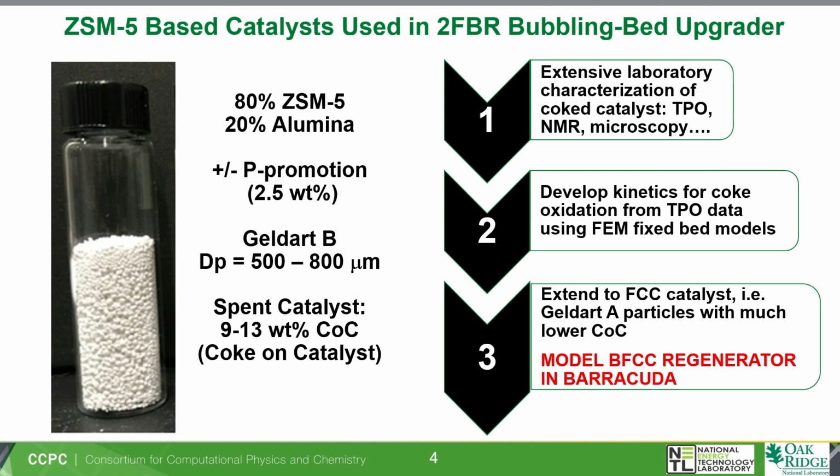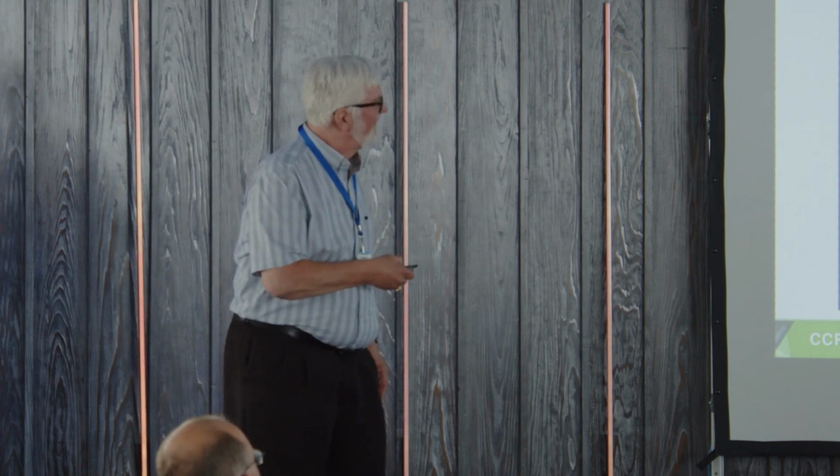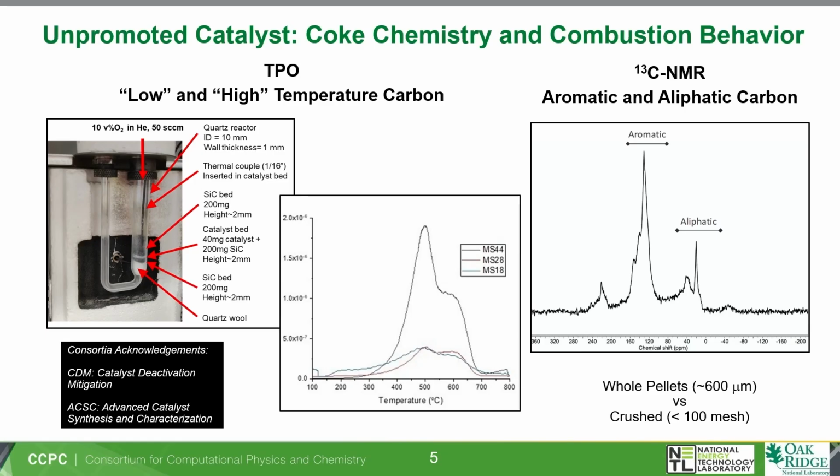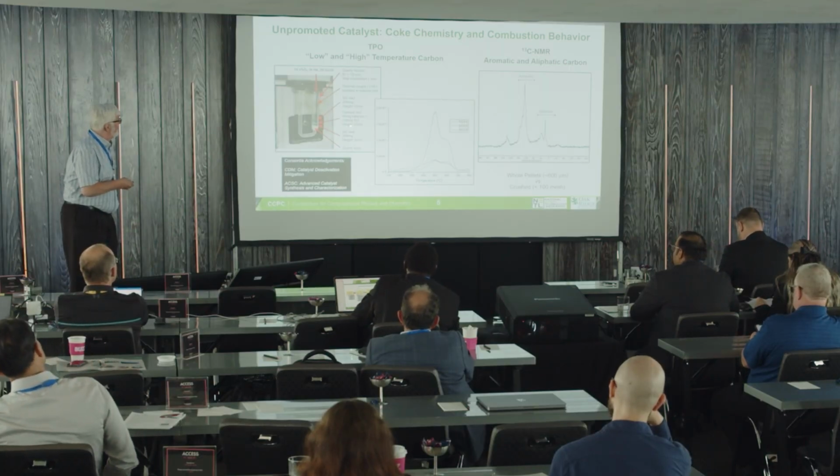So yes, Barracuda is part of my presentation, but I've got several slides to go before I get to that point. Okay. This is an unpromoted catalyst, so it's just ZSM5 and a binder alumina. There's no phosphorus, which is something that we very early decided in the program we should study, because most ZSM5s are phosphated. Okay, it's a TPO. In this case, we're running 10% volume oxygen in helium. We've run down as low as 1%. This apparatus is at PNNL in Richland, Washington, and they've done a bunch of experiments for us.